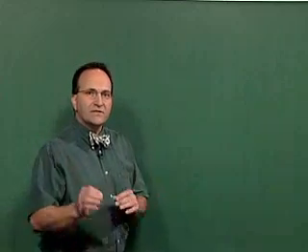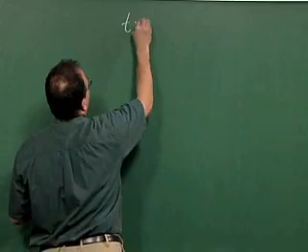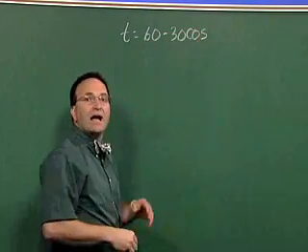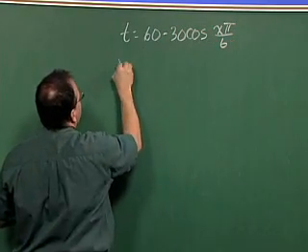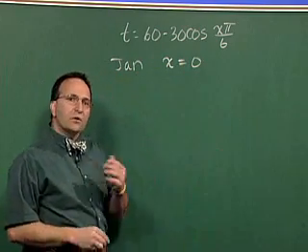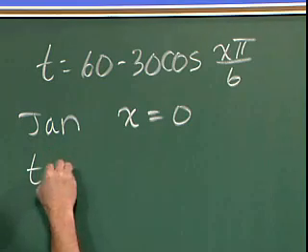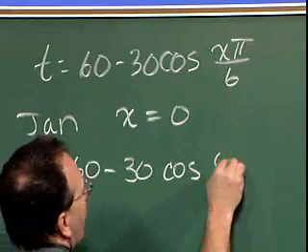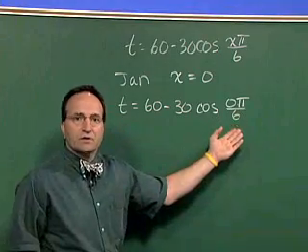Welcome back. Let's see how you did on that problem. First thing I want to do is write down the equation that T equals 60 minus 30 times cosine of x pi over 6. We want January, which is the equivalent to x equals 0. So I plug in 0 for my x value. So I get T equals 60 minus 30 times the cosine of 0 times pi over 6. But 0 times pi over 6, of course, is 0.